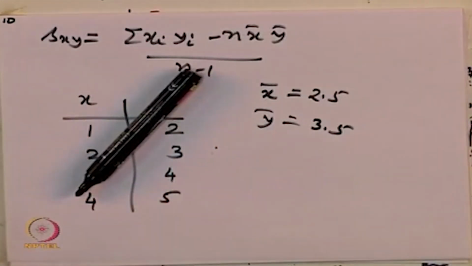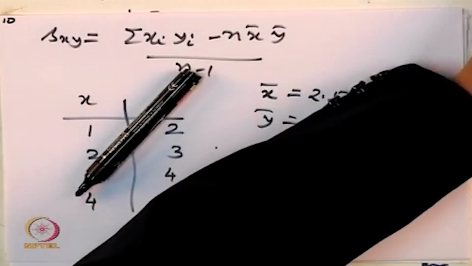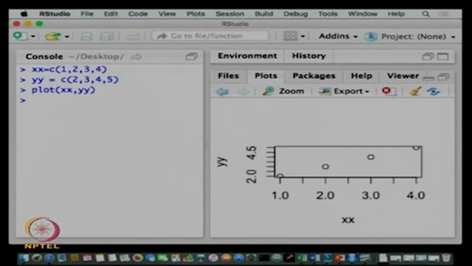Okay, I can find out. So, let us open RStudio and let me enter xx is equal to c(1, 2, 3, 4). yy is equal to c(2, 3, 4, 5). I can plot xx comma yy, and this is how my plot looks. You can clearly see that there is a very linear correlation between xx and yy.